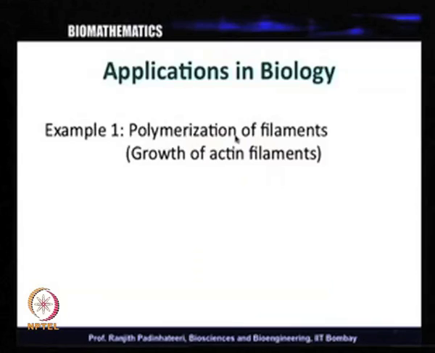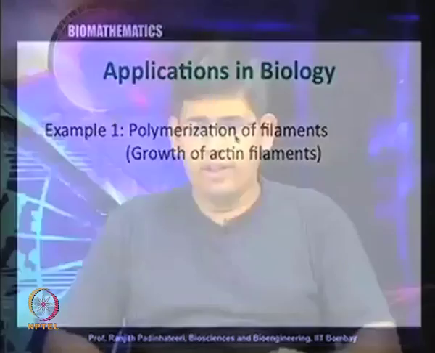So, the first example I am going to take is polymerization of filaments, for example, growth of actin filaments. As you might know, there are many filaments in biology. Actin is just one example. For those who are not familiar with actin, let me quickly tell what actin filaments are. Actin is a cytoskeletal polymer. It is a protein that polymerizes in the cytoskeleton and becomes long filaments.